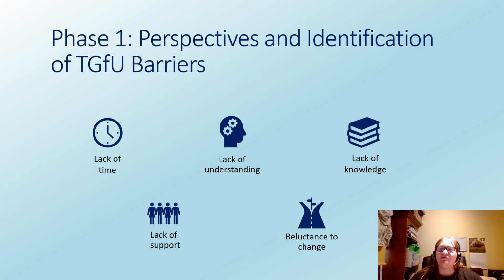So these 5 barriers were really important to influence this next stage in my research. I needed to use these to be able to understand where we need to go for this phase 2 research. What was it about the key barriers that influenced their practice, that prevented them from the implementation of TGfU?